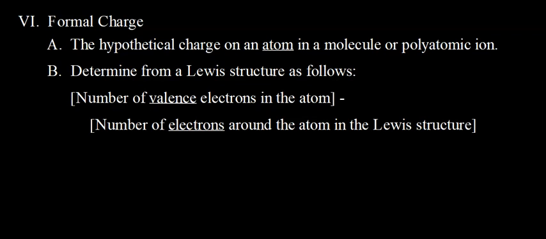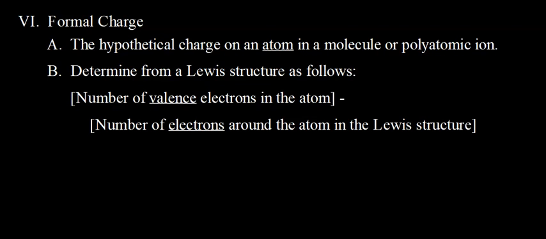Next up, we have formal charge. Formal charge is the hypothetical charge on an atom in a molecule or polyatomic ion. So formal charges allow us to determine the correct Lewis structure when there's multiple valid Lewis structures possible for a molecule or polyatomic ion. I'll show you what I mean by that, but just know that if there's more than one way of drawing the Lewis structure, then we can use formal charges of the atoms to determine the correct or best Lewis structure. Here's how it works.